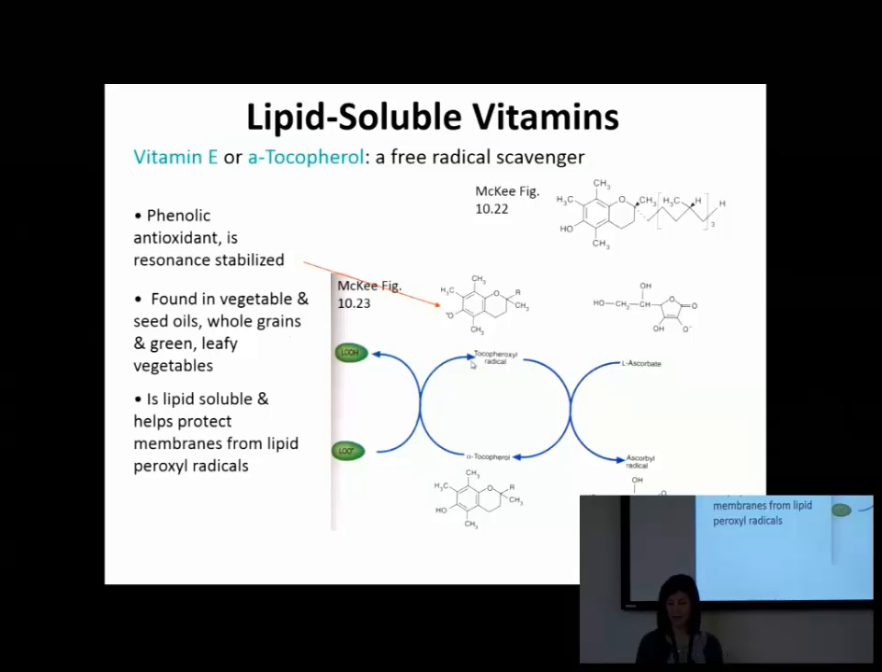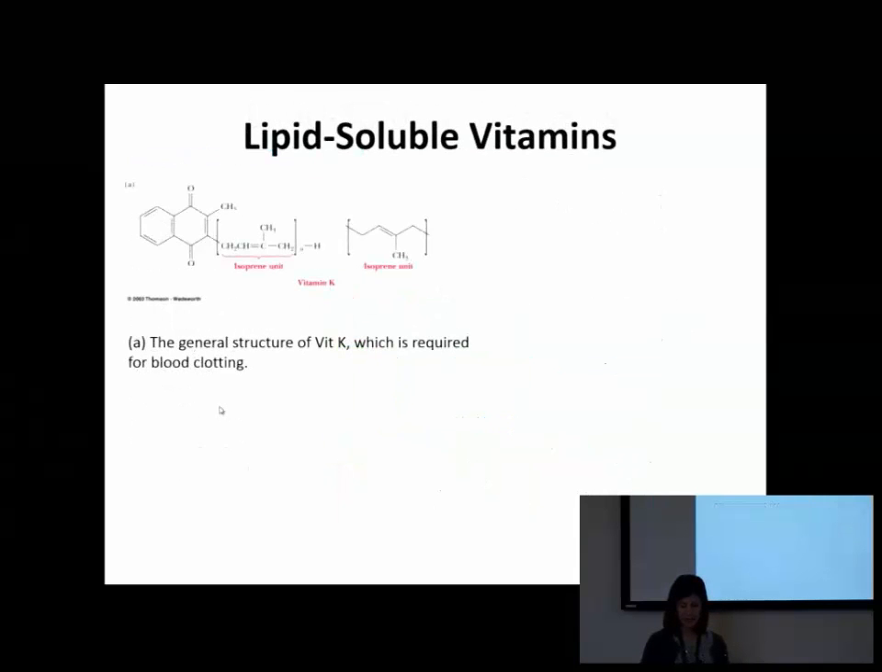And vitamin K is required for blood clotting. Where did we see this isoprene unit before? Where did we see this isoprene unit that was repeated 10 times? CoQ10, right? Remember I said don't eat CoQ6? This is CoQ10. The 10 stood for the number of times the isoprene unit was repeated. So here's that isoprene unit again.